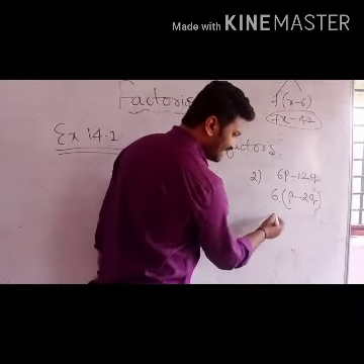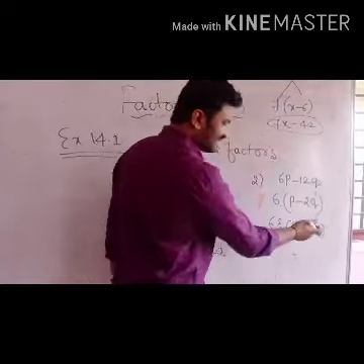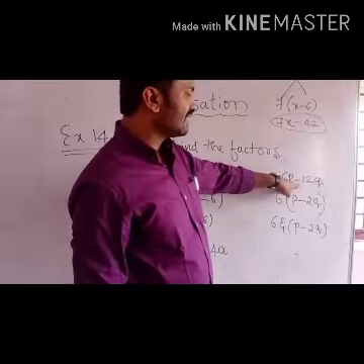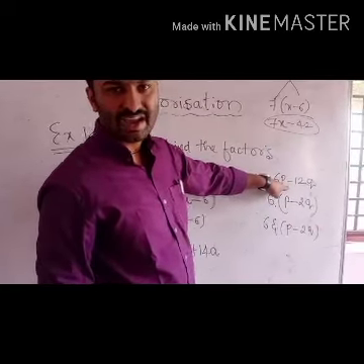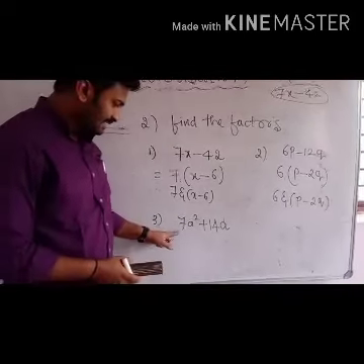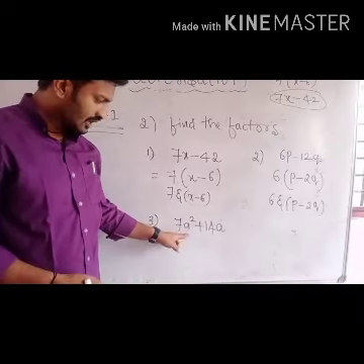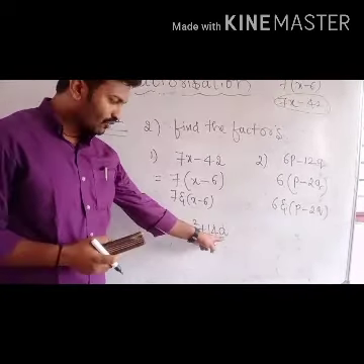6 and p minus 2q are the factors of this given binomial. Okay, and here one more. It's very simple. 7a square plus 14a. Here how many a's are there? 2a. Here one more a.